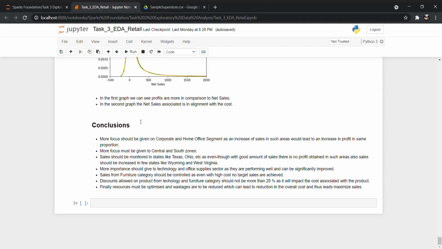More importance should be given to the technology and office supply sectors, as they are performing well and can be significantly improved. Sales from the furniture category should be controlled, as even with the high cost, no target sales are achieved. Discount allowed on products from the technology and furniture categories should not be more than 25%, as it will impact the cost associated with the product. Finally, resources must be optimized and wastage reduced, which can lead to a reduction in the overall cost and thus maximize the sales associated with the products. Thank you.